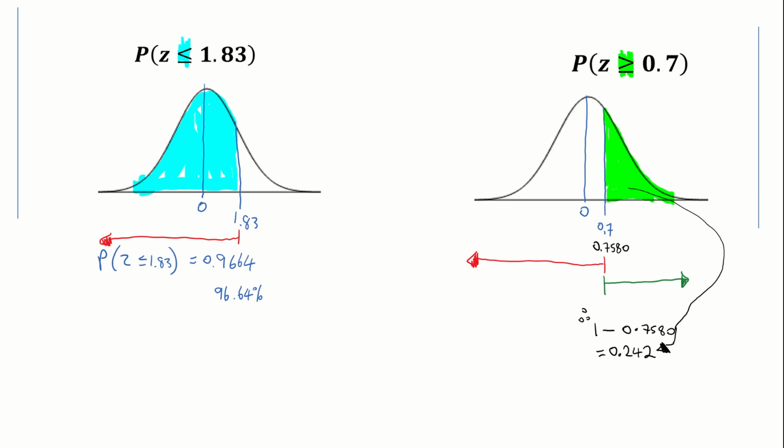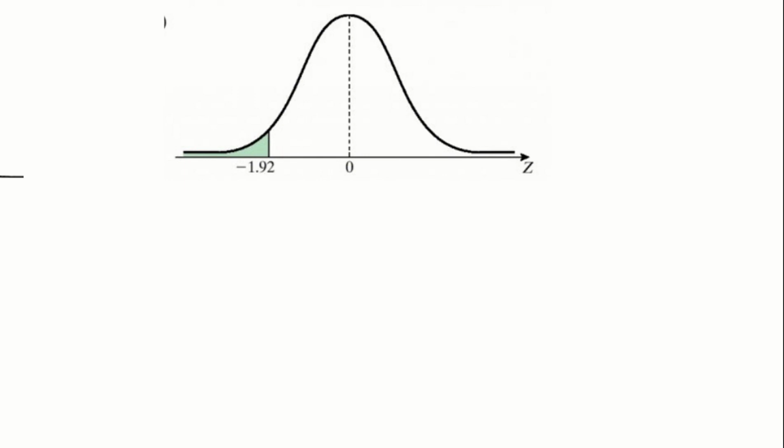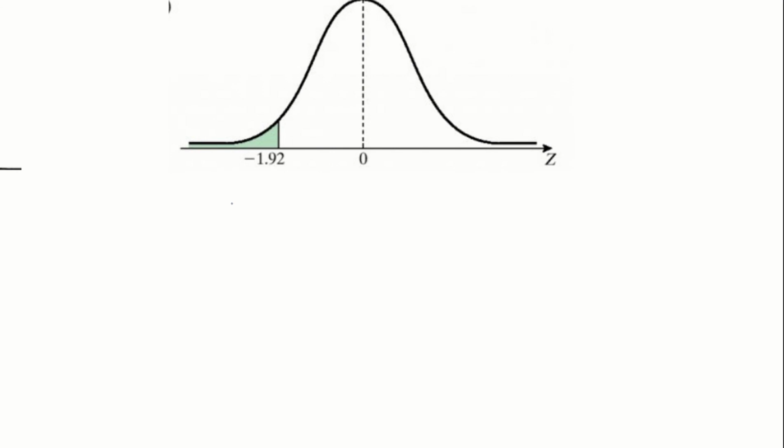Let's have a look at part 4. So from the picture, we're going to write down the probability. What's it wanting us to do? It's asking us to find the probability of z being less than or equal to minus 1.92. So that's what it's basically wanting us to find here. Now, that is the same as the probability of z being greater than or equal to positive 1.92.